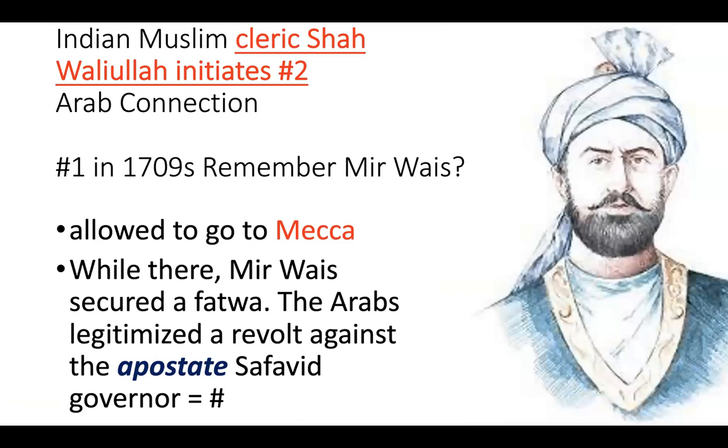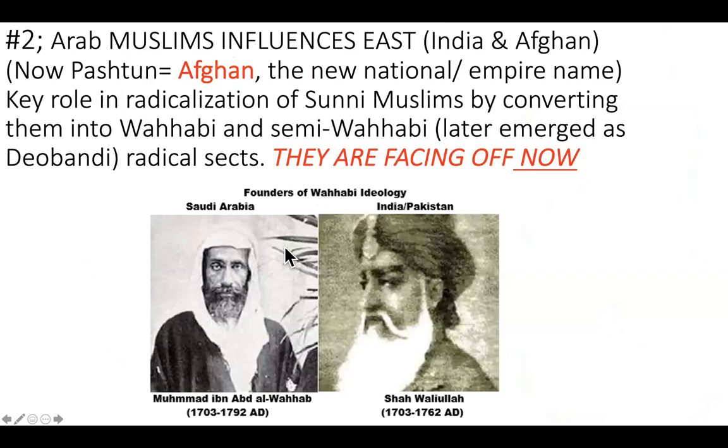So just to summarize the influence of the Arab connection, I said that Mir Weiss and his pilgrimage to Mecca and getting the fatwa against the Safavid Shias, that was episode number one of collaboration with Arabs. And number two is going to be this Shah Waliullah, the same guy that invited the Pashtuns down to help take care of the Marathas. He initiates a second Arab connection. And who's that with? It's with al-Wahhab, Wahhabi.